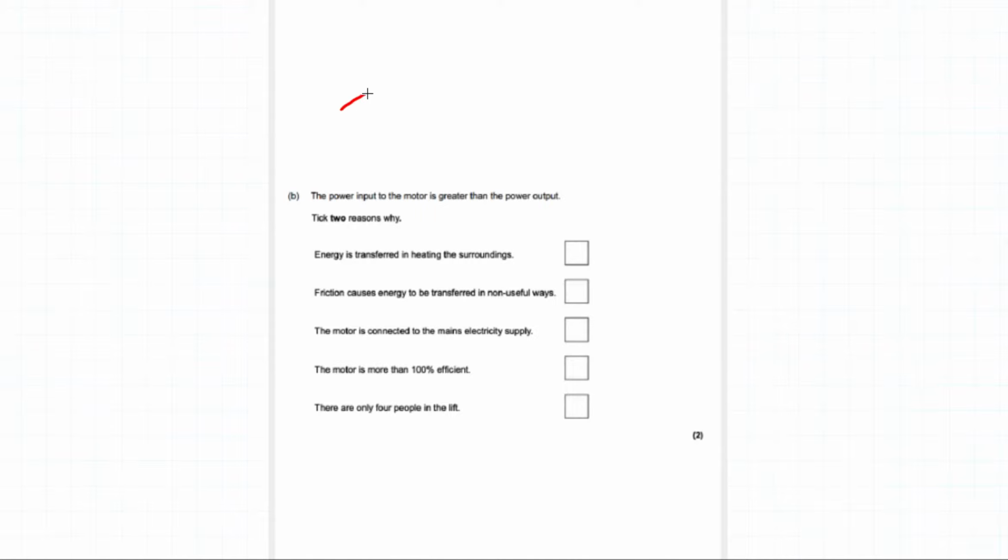So if the input is greater, then usually we have input equals useful plus wasted. That's the input energy. So you put 1,000 joules in, for example, and you might get 600 joules of useful energy and 400 joules of wasted energy. In that case, the input would be greater than the output. So here, it's just that there's some wasted energy.